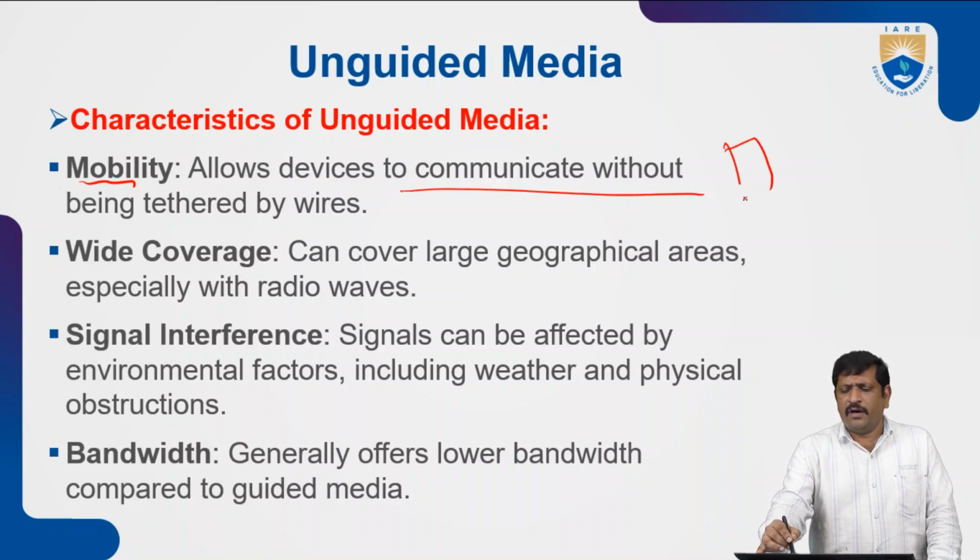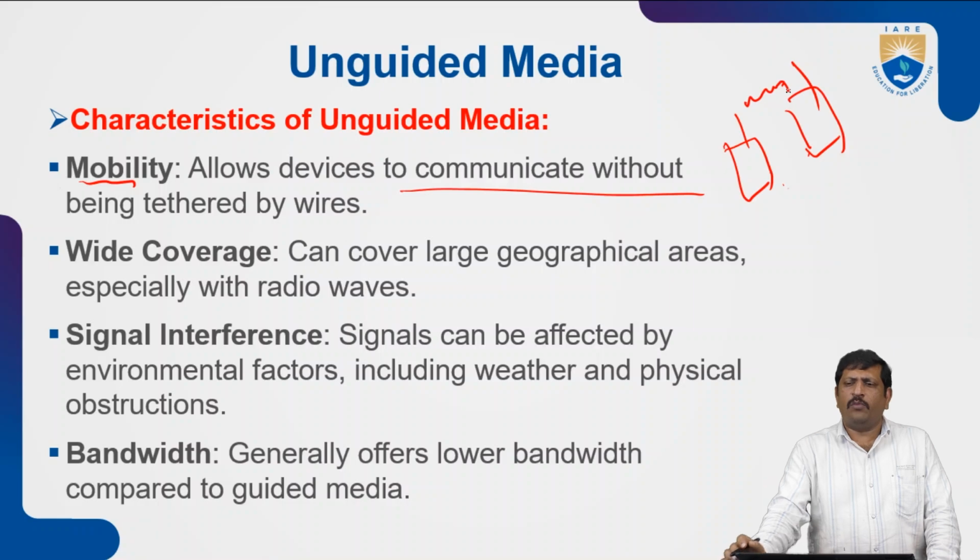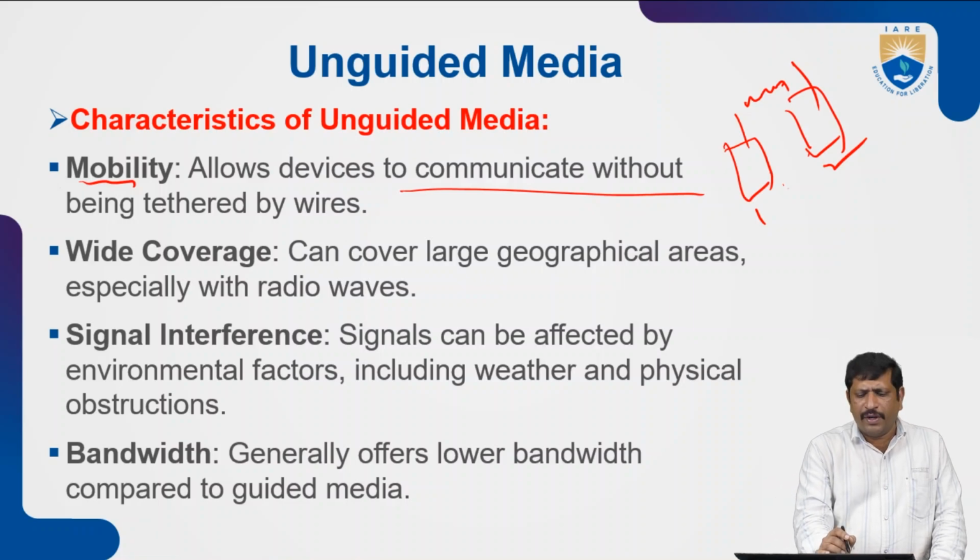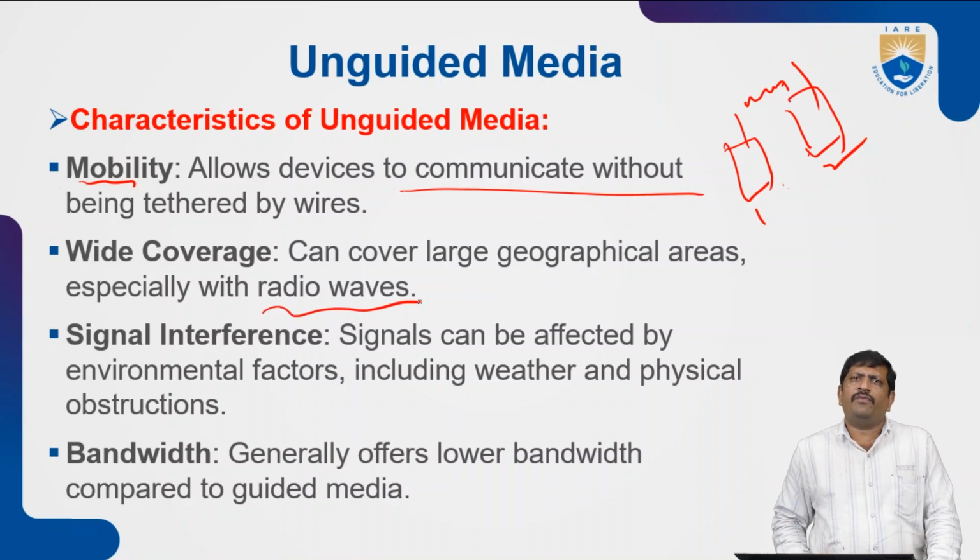So this is one mobile device and this is another mobile device. Without wires, without a connection orientation, signals can be transferred from one mobile to the other, mobile 1 and mobile 2. Next, wide coverage. Wide coverage means it can cover large geographical areas, especially with radio waves.